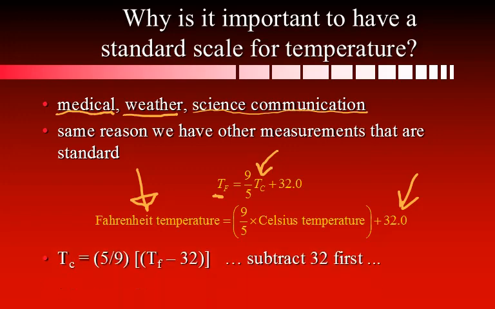And so if we go the other way, let's say we have Fahrenheit, we're going to have to subtract 32 first. And that's really important. You got to subtract 32 first and then multiply by 5/9 to get the ratio right with the temperature in Celsius there.